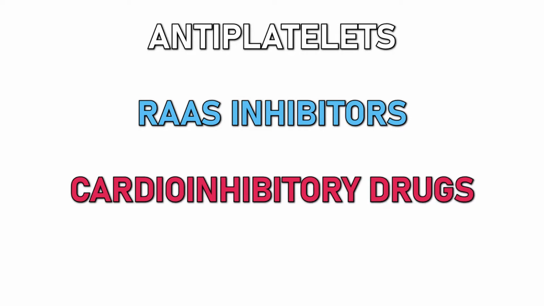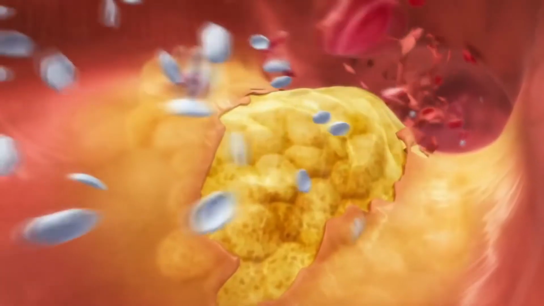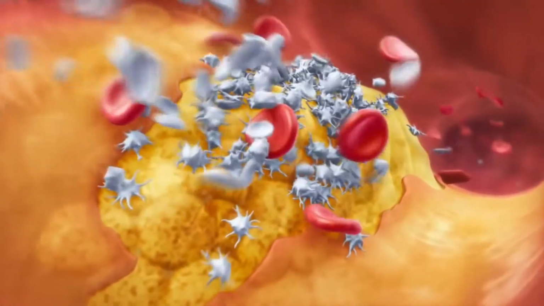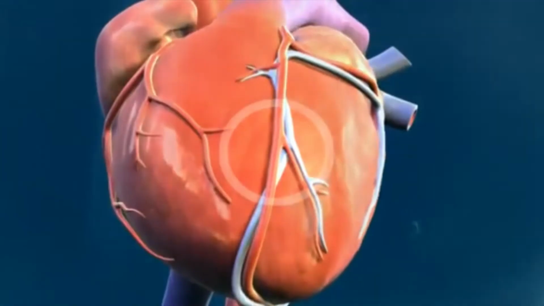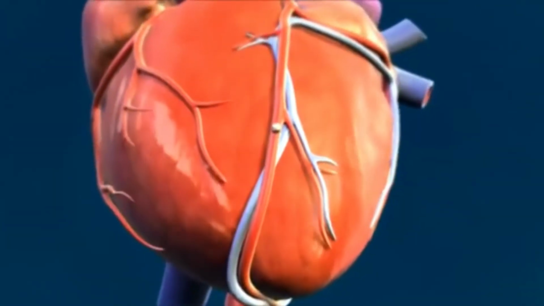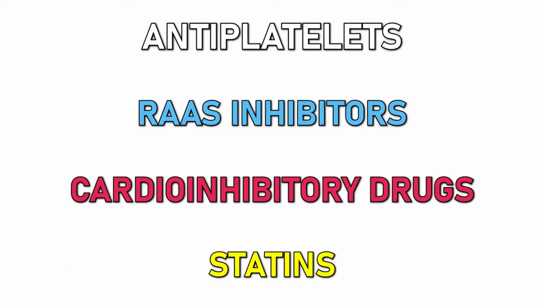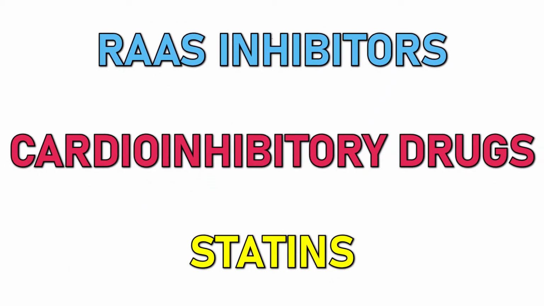cardioinhibitory drugs, and statins. Antiplatelets are given to prevent future clots from developing in the arteries. These are what cause the myocardial infarction. The chemistry of these drugs has been discussed in a previous video, and so the rest of this video will focus on the other drugs.